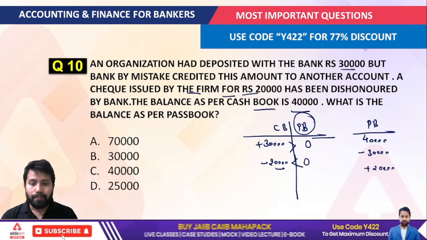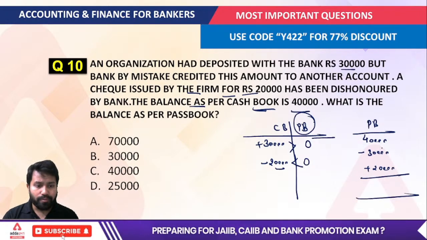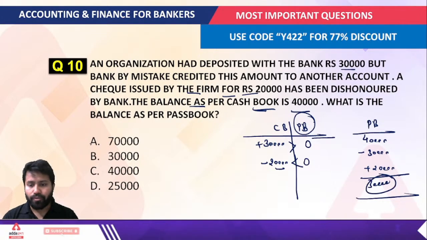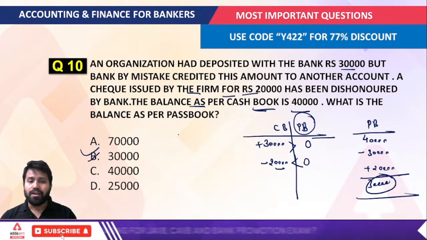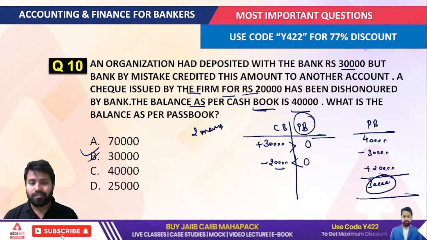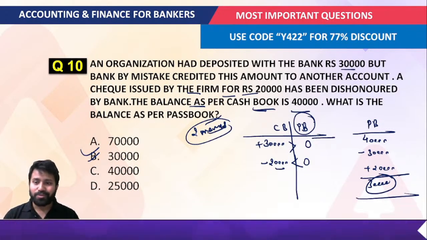Now the balance as per the cash book is given. What is the balance as per the passbook? What would be the answer? 40 minus 30 is 10. 10 plus 20 is 30. That would be your answer for this question. You may find this question in the examination for 2 marks, so try to understand the concept behind this, right? So that's all for this session.